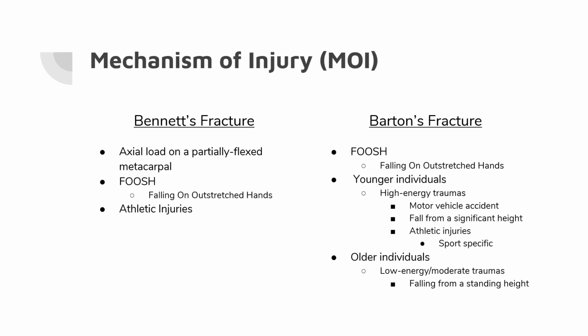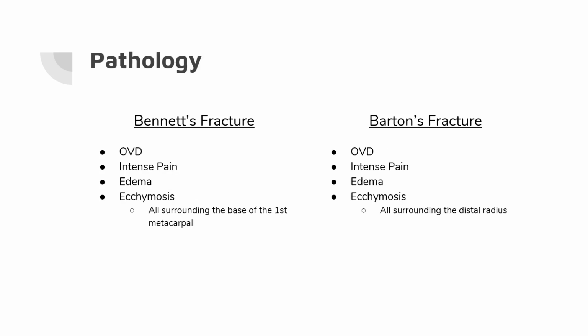Bennett's fractures occur through an axial load on a partially flexed metacarpal, as well as FOOSH and athletic injuries. Pathologies for both of these conditions include obvious visual deformity, intense pain, edema, and ecchymosis. It's just what or where these are surrounding, such as for Bennett's fractures, it would be surrounding the base of the first, and Barton's would be surrounding the distal radius.